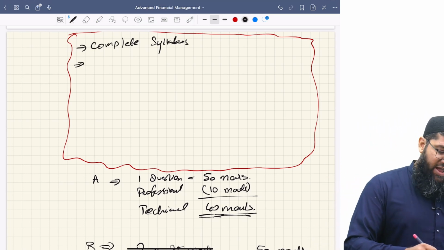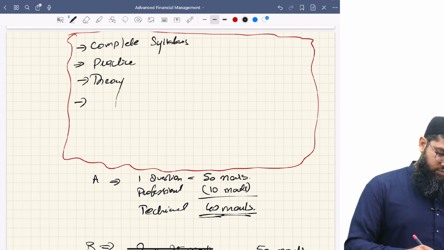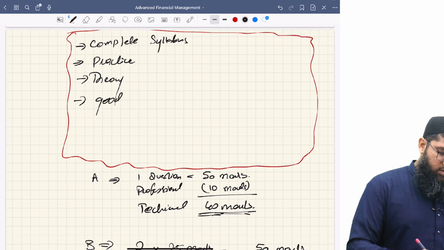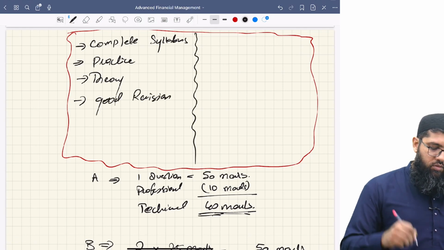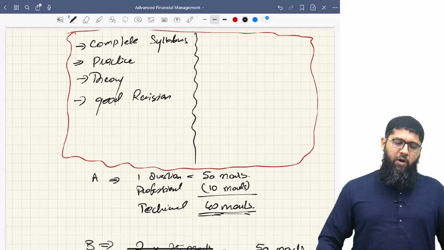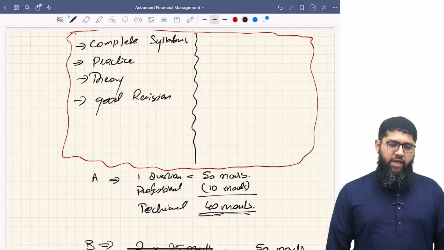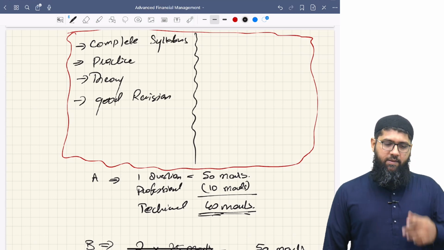The second thing is that you need to practice. You need to cover the theoretical areas. And good revision. Good revision is the key. If you are not going to have good revision, that's a problematic situation. I repeat, good revision is the key.